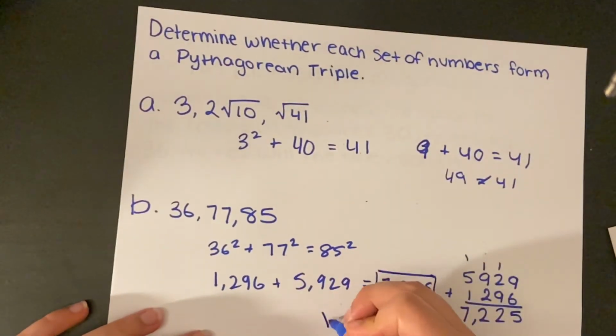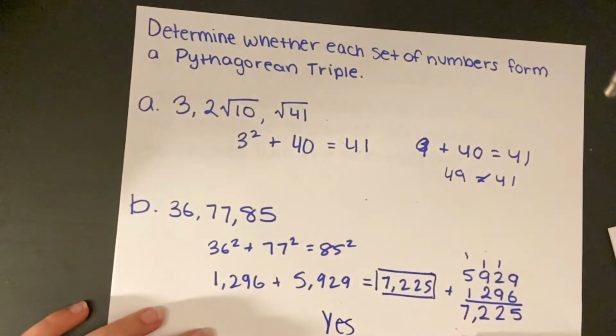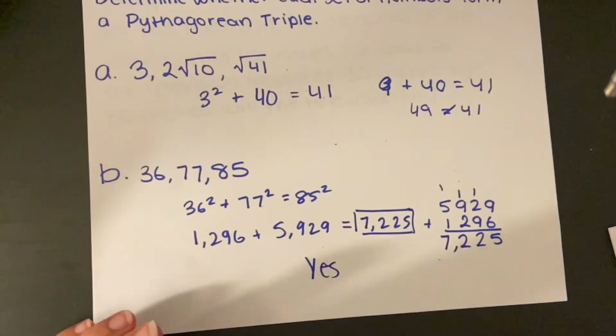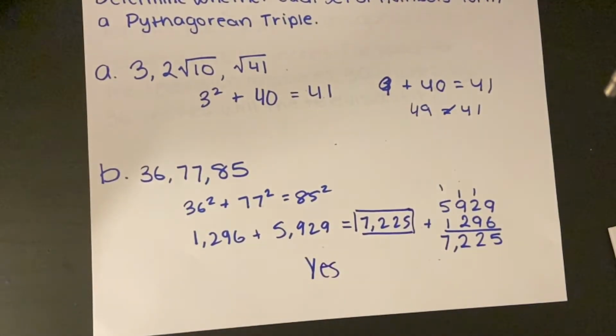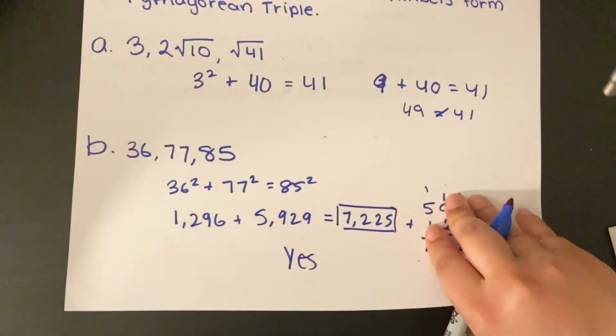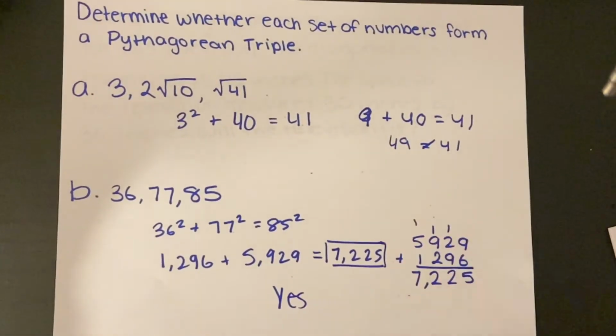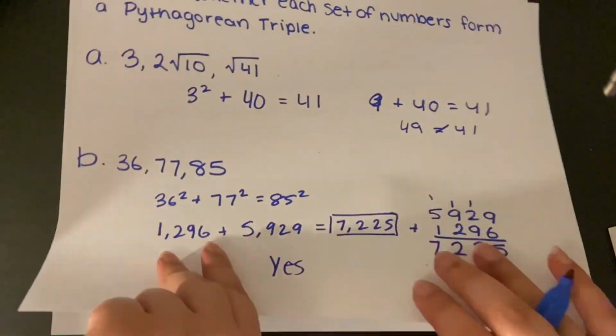And therefore, this would be a yes. It is a Pythagorean triple because A, it satisfies the equation a squared plus b squared is equal to c squared. And B, c is the largest number in both areas. So, yep, we're all good. And that is the Pythagorean theorem right here.